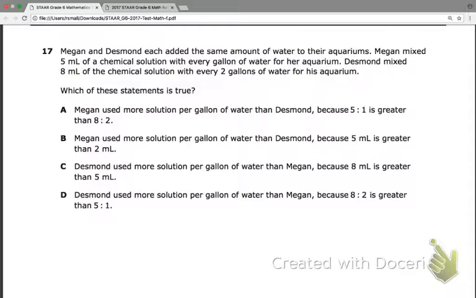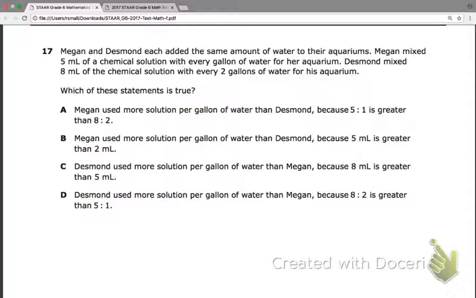Right, Megan and Desmond each added the same amount of water to their aquariums. Megan mixed 5 milliliters of a chemical solution with every gallon of water to her aquarium. Desmond mixed 8 milliliters of chemical solution with every 2 gallons for his aquarium. What statement is true? All right.